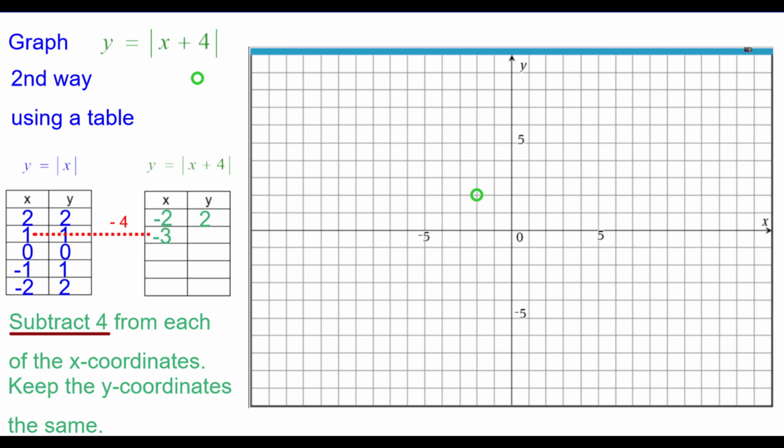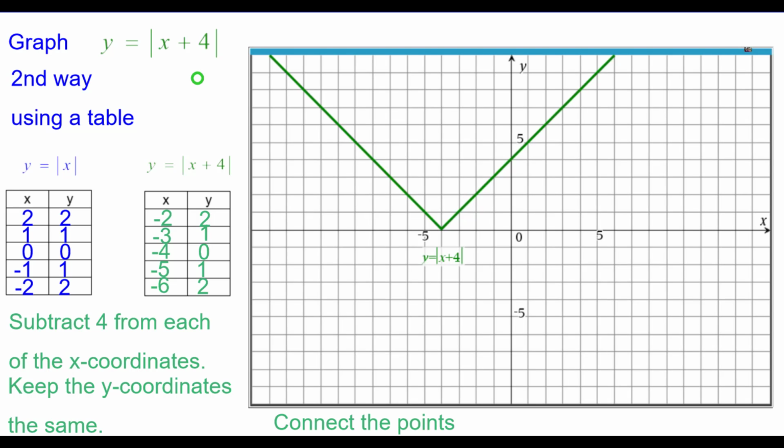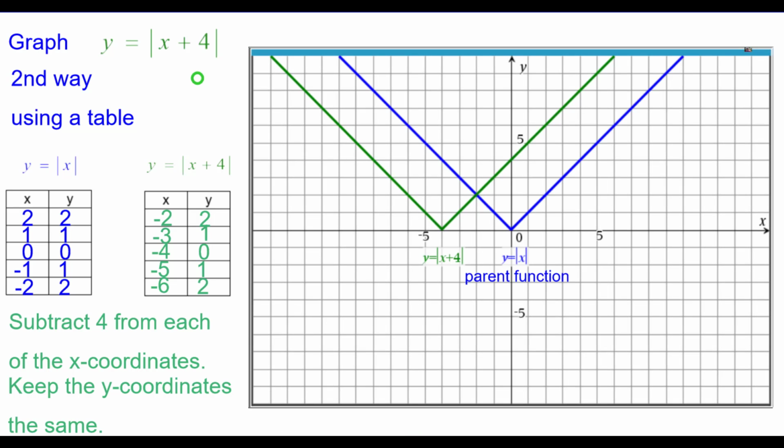1 minus 4 is -3. Keep the y value the same, so -3, 1. 0 minus 4, -4, 0. -1 minus 4 is -5, 1. And -2 minus 4 is -6, 2. Connect the points, the absolute value v, and compare it to y equals the absolute value of x.